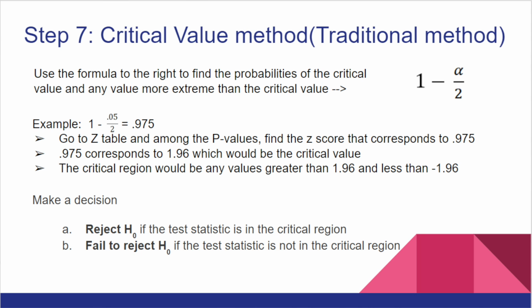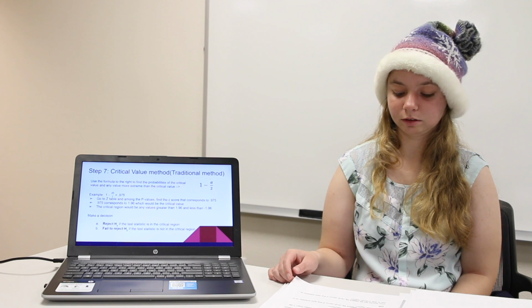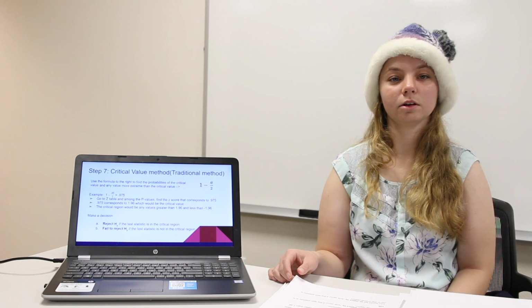Then you would make a decision, and you would reject H sub 0 if the test statistic is in the critical region, or you would fail to reject H sub 0 if the test statistic is not in the critical region.